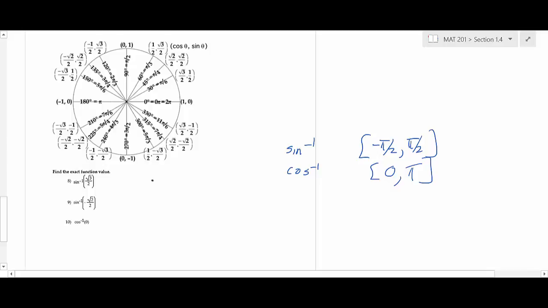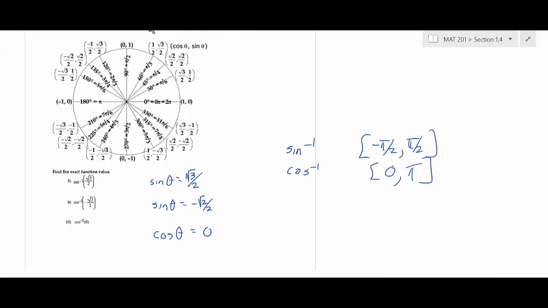And you can just write the answer if you want to. I'm going to write it this way. It's good to write it this way, but you don't have to. The point is that you can interpret the unit circle correctly when you do that.